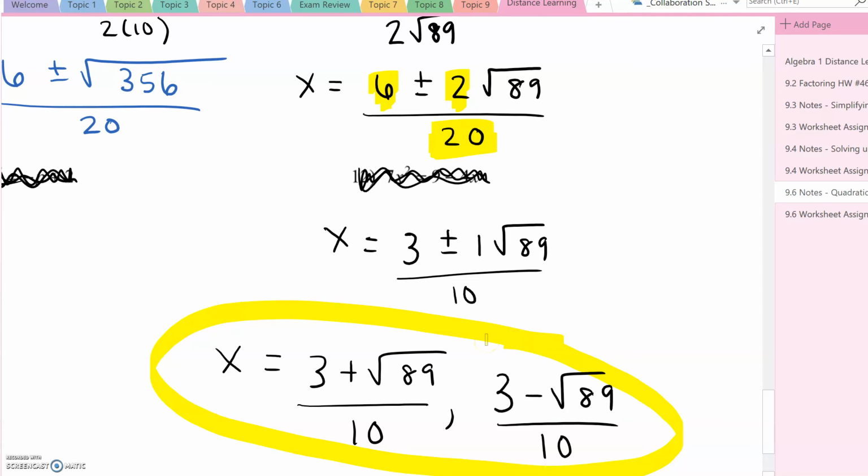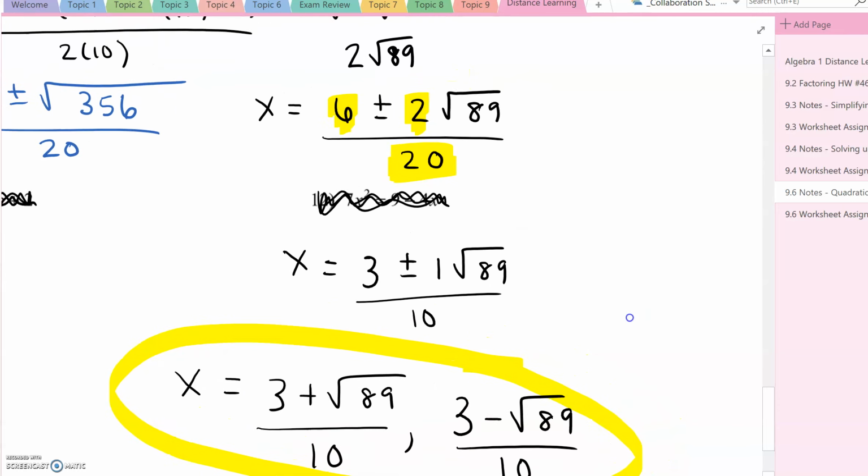So that's how we do problem number 9. Again, what we're learning today relies heavily on what we've learned throughout this distance learning experience. So please let me know if you're struggling simplifying your radicals. I would love to help you in any way that I can.